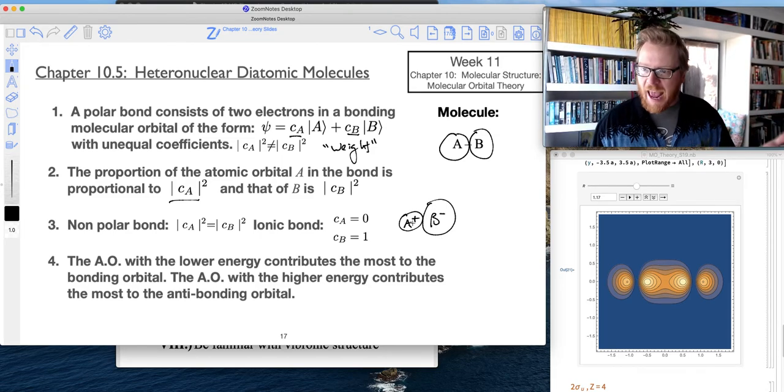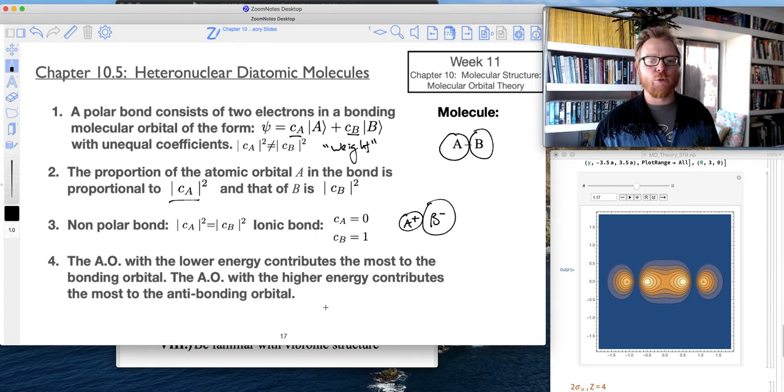The cation has no electrons in its valence shell, or at least in its outermost shell, right? Well, both have noble gas configuration, but the electron density is centered, we say, mostly on B, or entirely on B, okay? So, the atomic orbital with the lower energy contributes the most to the bonding orbital, and the AO with the higher energy contributes the most to the antibonding orbital.